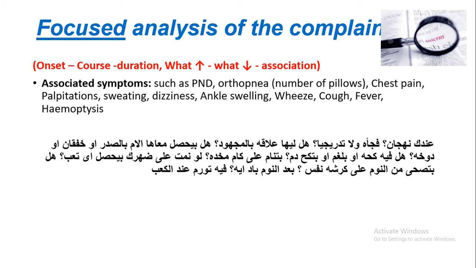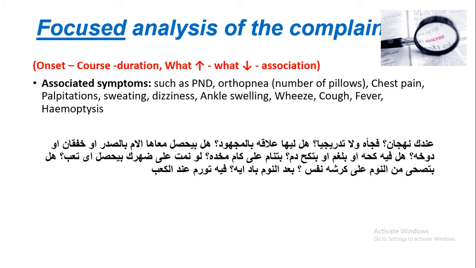We have to ask as well about associated symptoms, which is very important. What are the examples of associated symptoms which may be happening with the patient's dyspnea? We might have orthopnea and PNDs pointing to a cardiac cause, mainly left-sided heart failure or mitral valve disease. We might have chest pain pointing to ischemic heart disease. Associated palpitations may point that the patient has arrhythmias such as atrial fibrillation, which may be a cause of dyspnea. Other symptoms such as ankle swelling may point as well that the patient has evidence of right-sided heart failure.